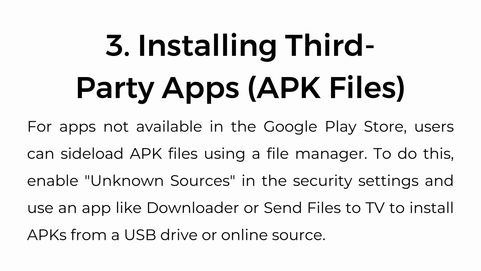3. Installing third-party apps, APK files. For apps not available in the Google Play Store, users can sideload APK files using a file manager. To do this, enable unknown sources in the security settings and use an app like Downloader or Send Files to TV to install APKs from a USB drive or online source.